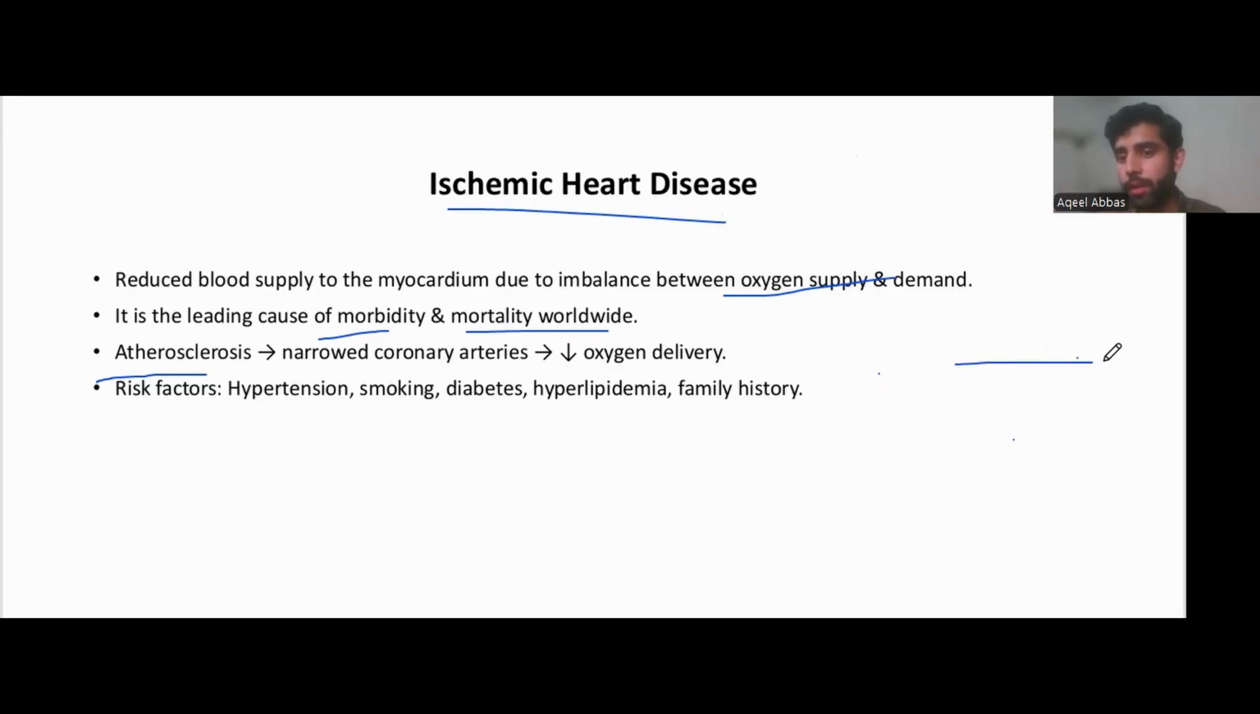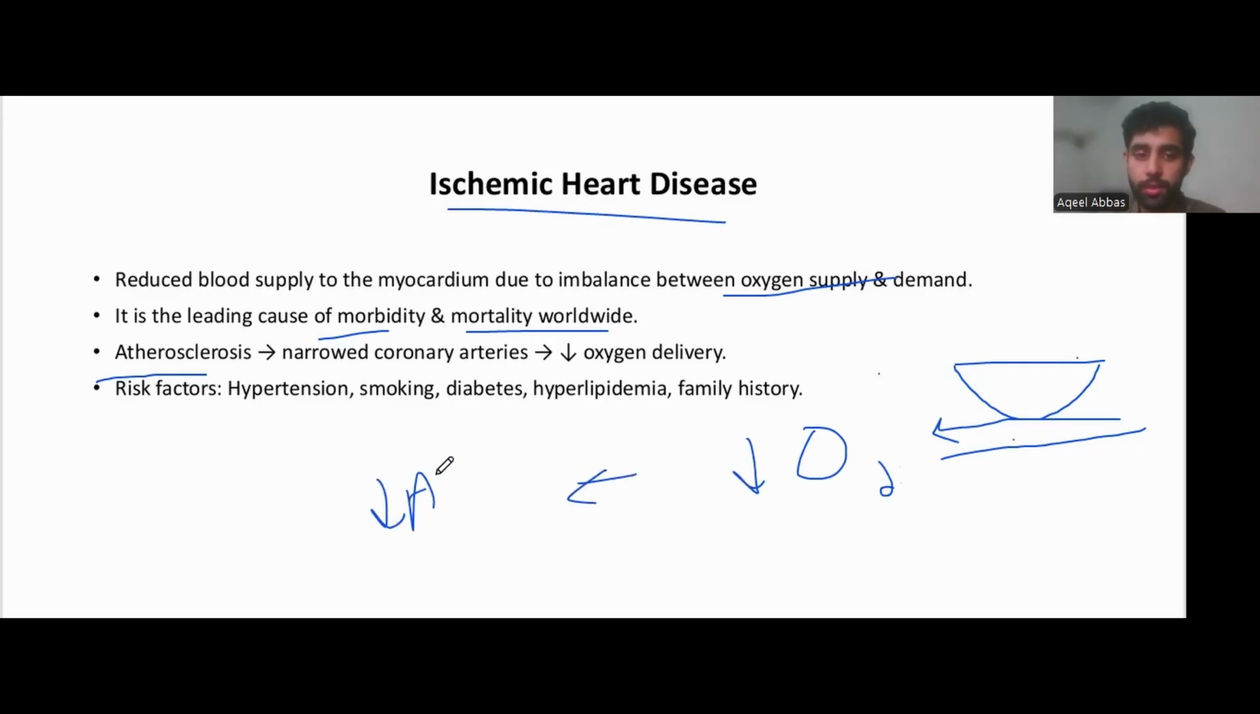Suppose this is a coronary artery and this is an atherosclerotic plaque, and it is causing a reduction in blood flow to cardiomyocytes. This reduced blood flow would lead to reduced oxygen, and reduced oxygen would lead to reduced ATP. ATP is required for two very important enzymes in the cell. One of them is the sodium potassium ATPase pump.